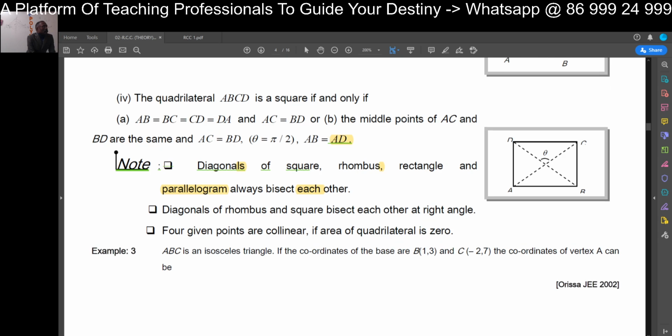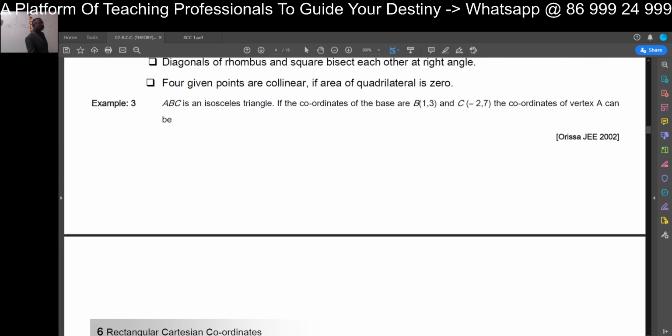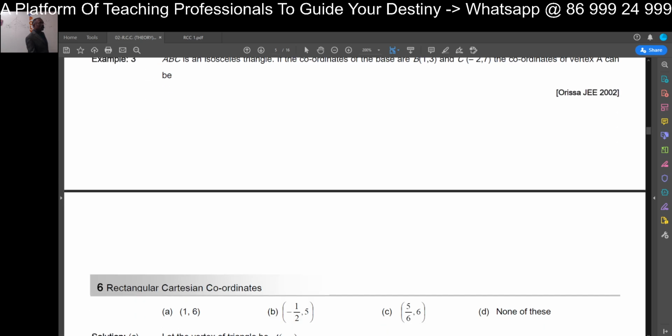Now see this question. Can you try this question? ABC is an isosceles triangle. If the coordinates of B are 1, 3 and C are minus 2, 7, the coordinates of vertex A can be, this is the question. These are the options.